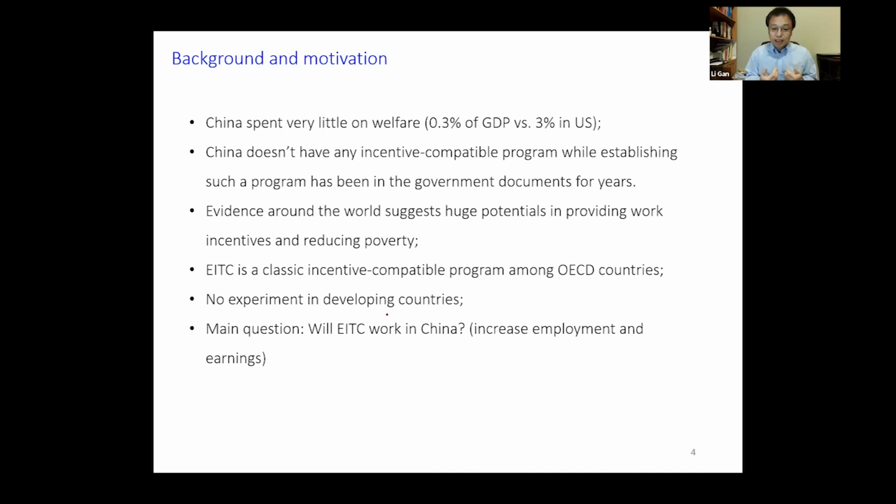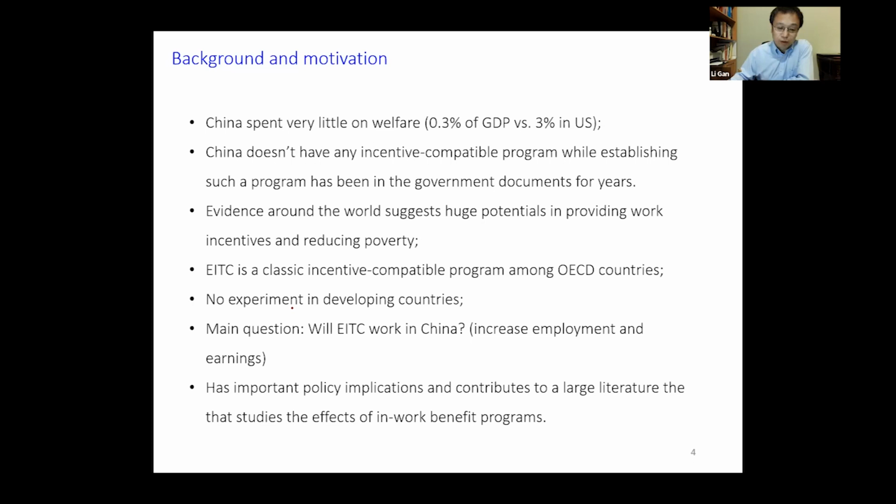So this becomes, I think, an interesting policy question, or at least we can try to set up an experiment before the government initiates something, like what we did in the US in the 1960s and 70s, when several social transfer experiments happened. Also, obviously, this research may contribute to the large literature studying in-work benefit programs.